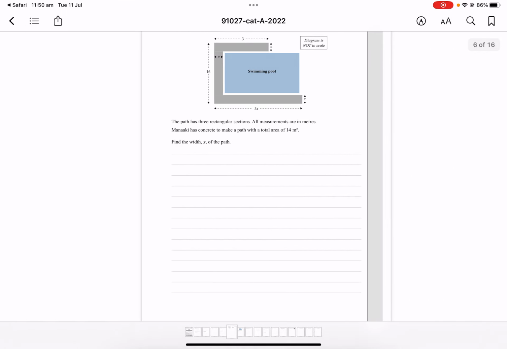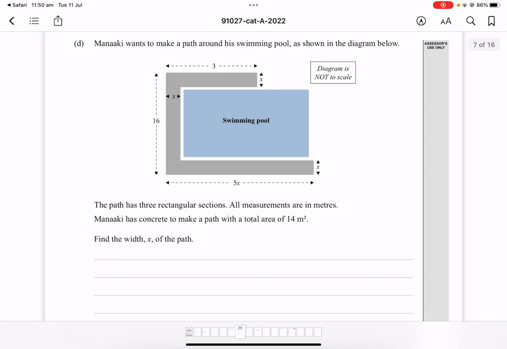Cool, let's look at question D. Menaki wants to make a path around his swimming pool, as shown in the diagram below. The path has 3 rectangular sections. All measurements are in meters. Menaki has concrete to make a path with a total area of 14 meters squared. We need to find the width x of the path.